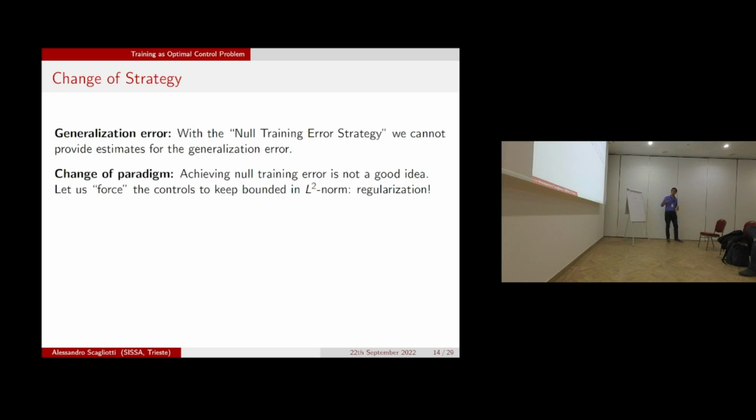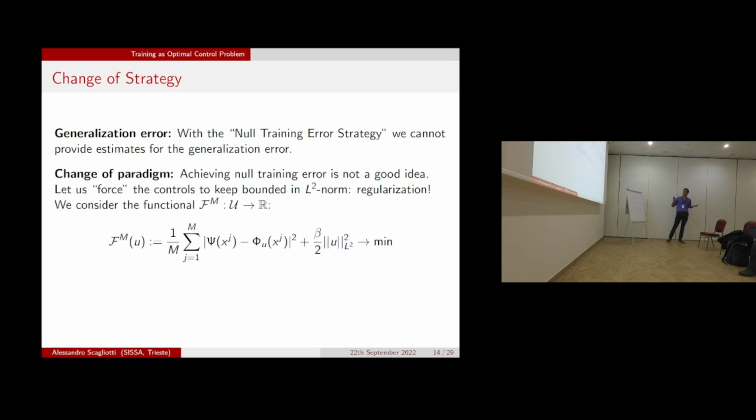Okay, change of paradigm, what happens? The answer, the deus ex machina, is the regularization. Okay, what does it mean? We introduce an L2 penalization on the L2 norm of the controls, and hence the training process is to find an admissible control that balances these two quantities. This is the classical training error, mean squared training error, for example, and the second term is the L2 norm squared of the control, and we want to minimize that.